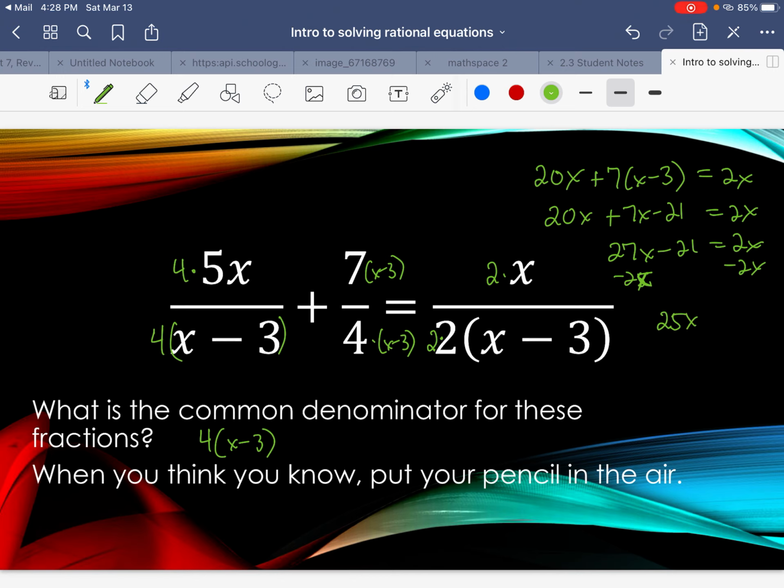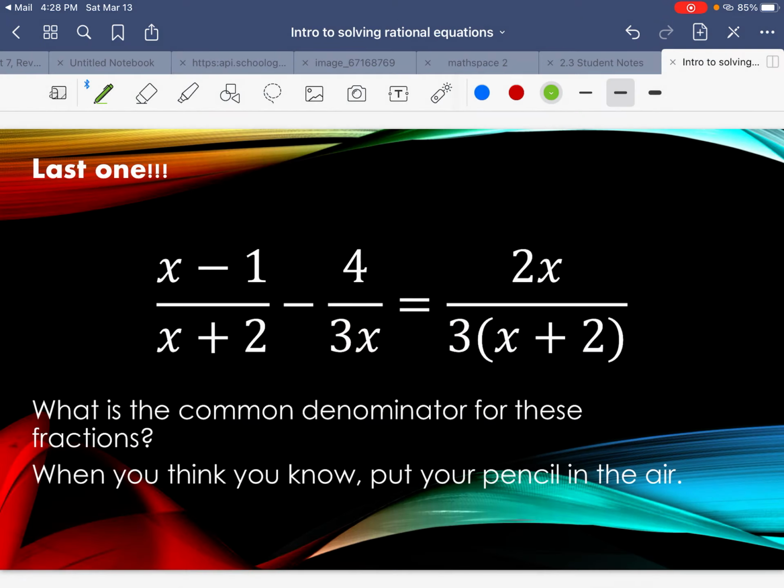So I get 25x. And I'm going to move that 21 to the other side so it becomes positive 21. So my answer is 21 over 25. All right. So again, you're going to be doing that in class with me, but really you can see it's just a simple equation to solve a lot of times.